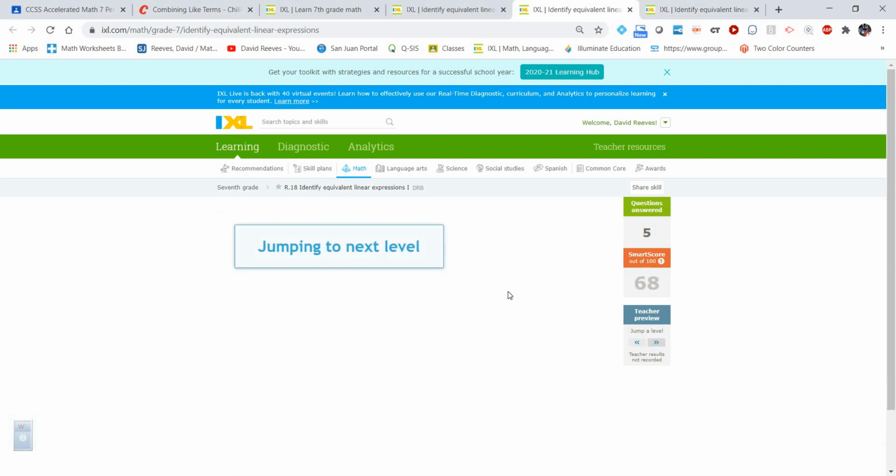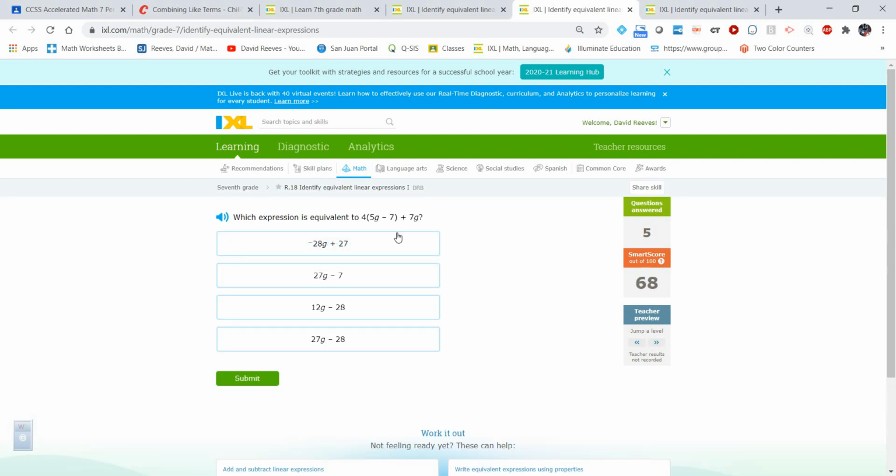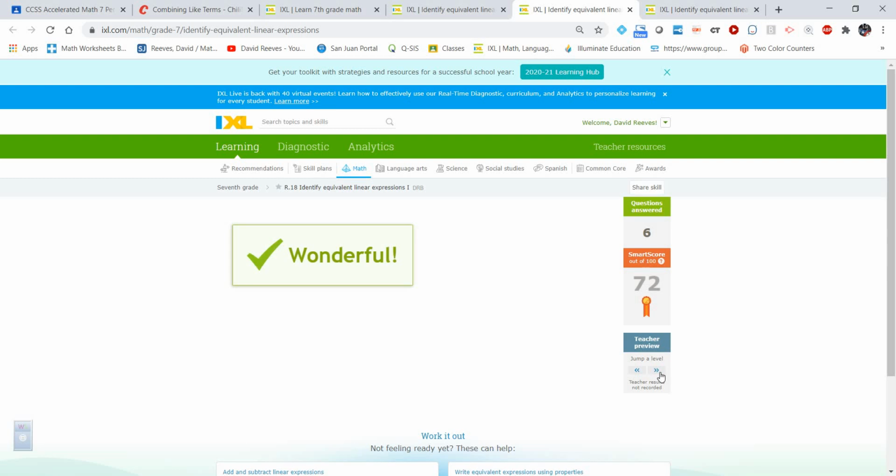What about we skip up to the next level? What do you say? Alrighty, again, distribute first. Multiplication comes before addition in order of operations. All right, 4 times 5g. That's going to give me 20g here, right? And when I add it to the 7g, I'm going to get 27g. So it's this one or this one, right? But then I have to do 4 times minus 7. That's going to give me minus 28. So how about 27g minus 28?